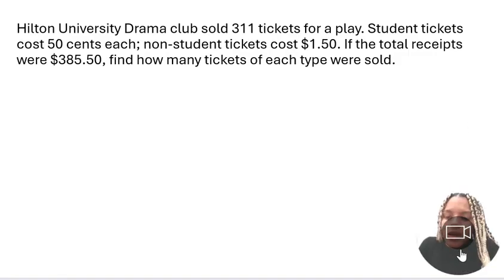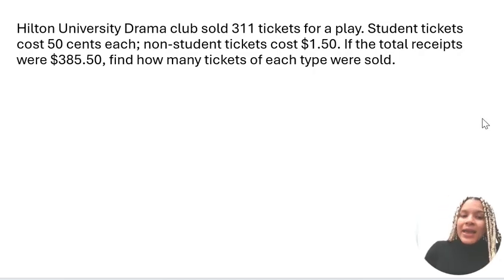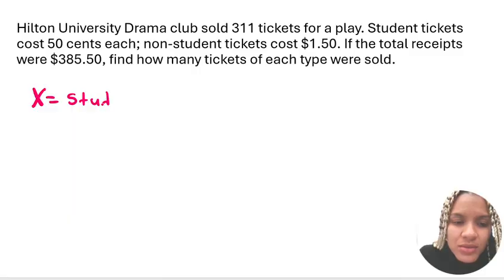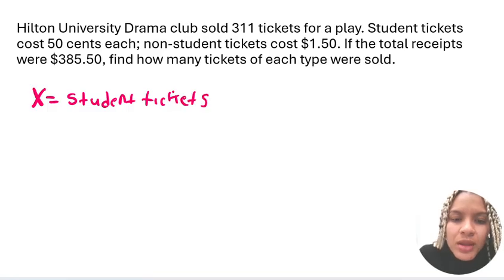So, okay, this camera thing is something new. Let's use a system of equations to create two equations so we can solve and find the number of tickets sold for each type, right? So when I read it, I noticed that we have student tickets. So I am going to say x equals the student tickets. And then I'm going to say y is the non-student tickets.